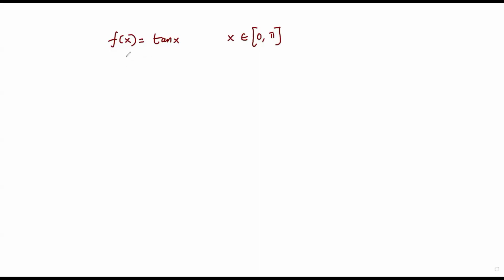Let's check the first condition. The given function has to be defined and continuous over the given closed interval, that is 0, pi. Here f of x equals tan x, and between 0 and pi, we know that there is a value pi over 2, that is 90 degrees. When I plug in pi over 2 for x, it becomes tan pi over 2. We know very well that tan pi over 2, or tan 90 degrees, is undefined. So for one of the values in the given closed interval, the given function is not defined. So we conclude the given function is not defined on the closed interval 0, pi.